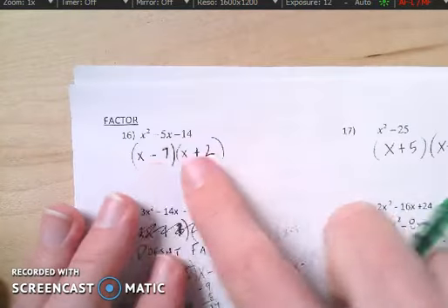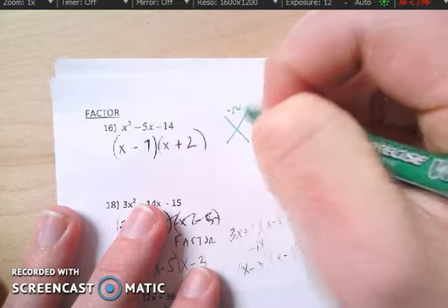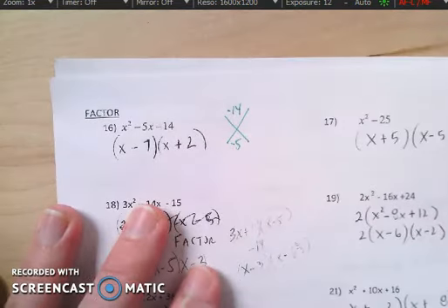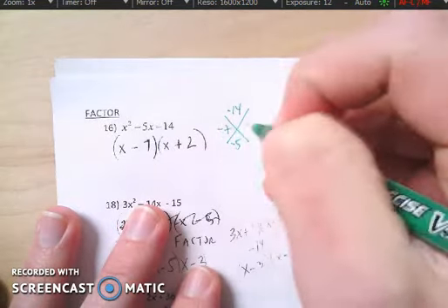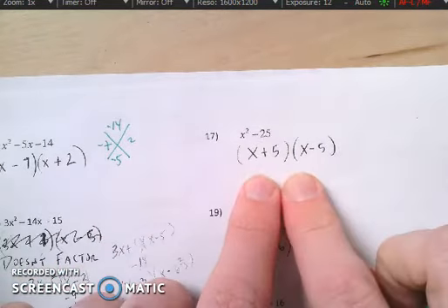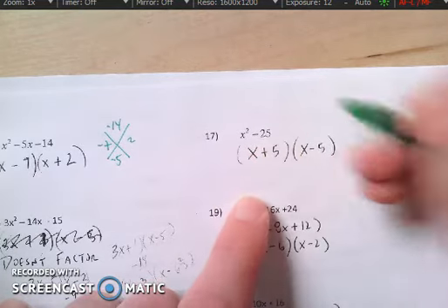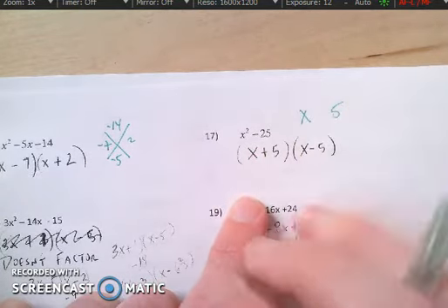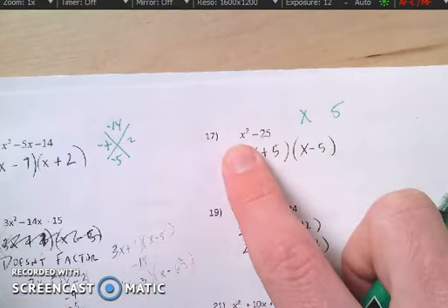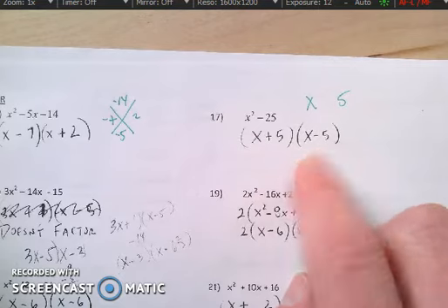Number 16, we factor this using our x factoring. Negative 14 and negative 5. The two numbers that go into that would be negative 7 and 2. So it's fully factored. This one here, we call it a difference of two squares. X squared and 25, they're both perfect squares, so we pull out x from there and 5 from there. And so we can do the difference because they'll cancel the middle term.